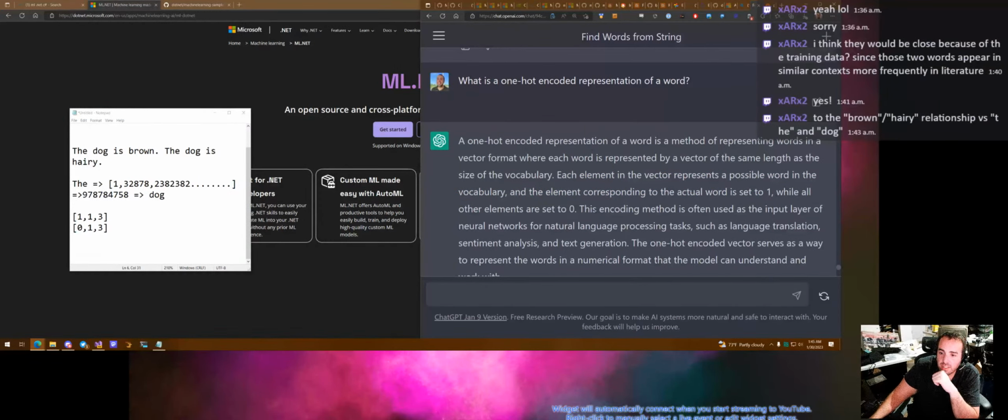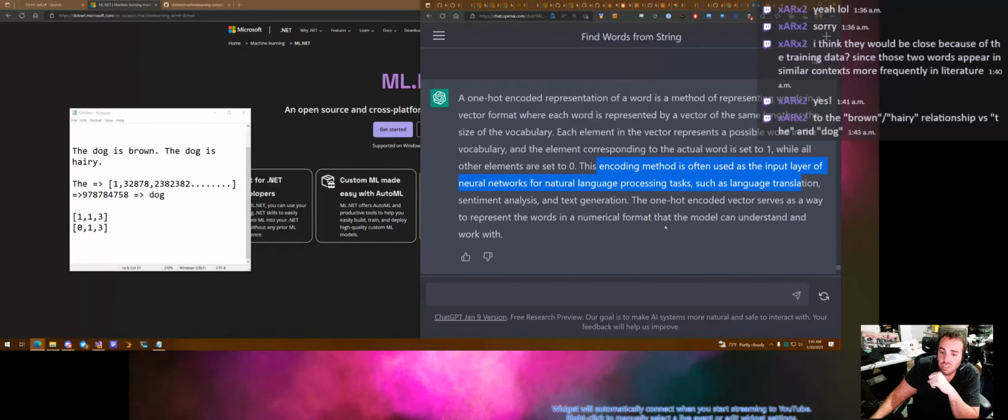This encoding method is often used as the input layer of neural networks for natural language processing tasks such as language translation, sentiment analysis, and so on. A one-hot encoded vector serves as a way to represent the words in numerical format so that the model can understand and work with. Oh, okay.